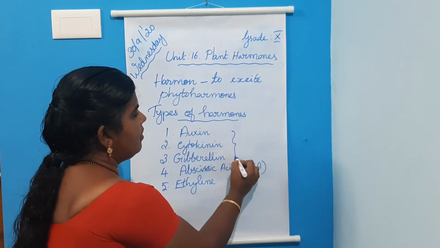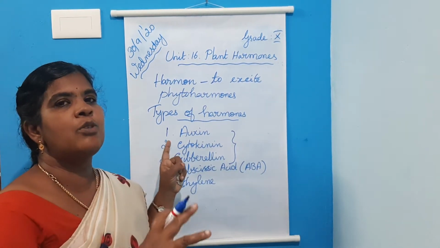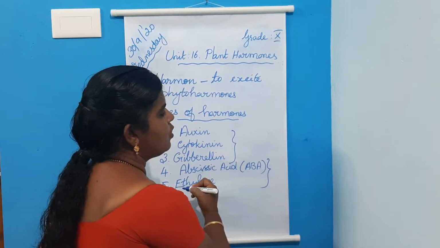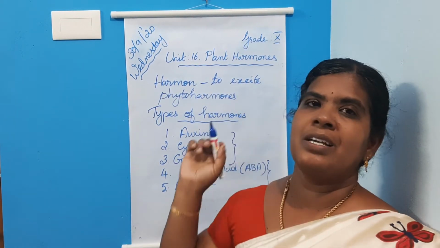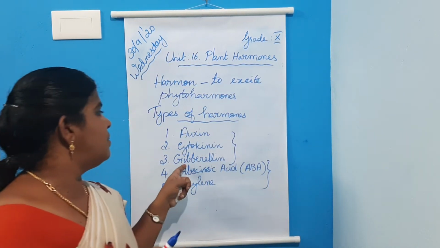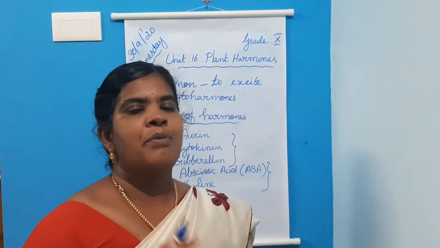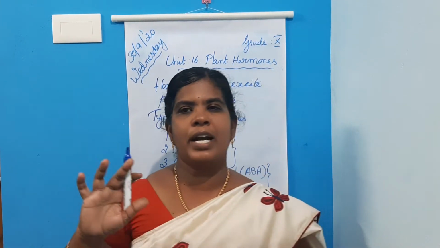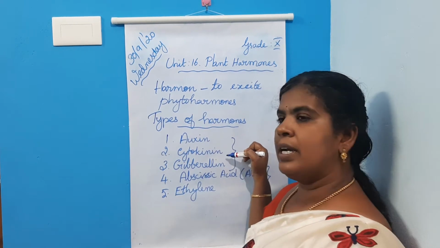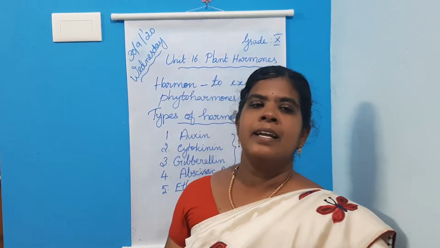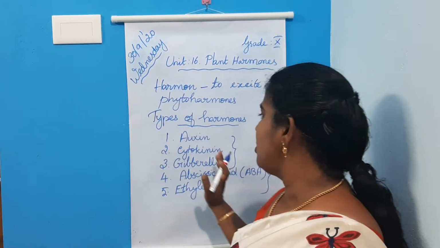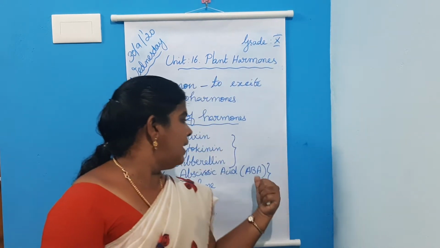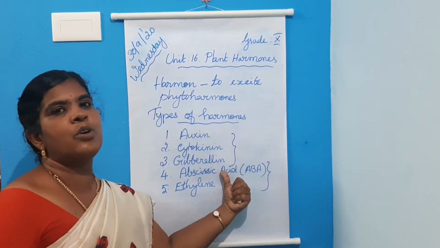The first 3 hormones induce plant growth, whereas the remaining 2 inhibit plant growth. So these are growth promoters, and these are growth inhibitors. Auxin, cytokinin and gibberellin are growth promoters. Among all these hormones, auxin, cytokinin and gibberellin promote plant growth, while abscisic acid and ethylene inhibit plant growth.